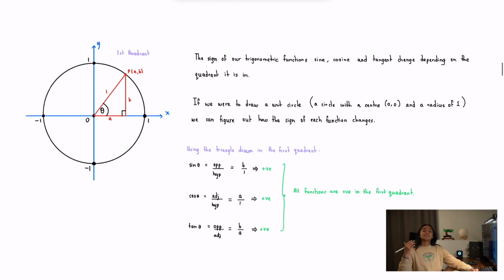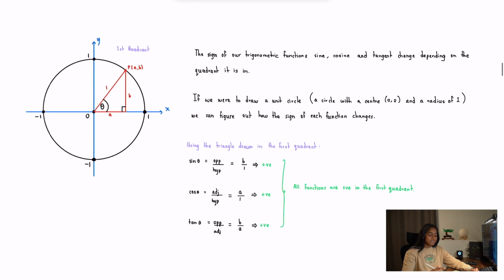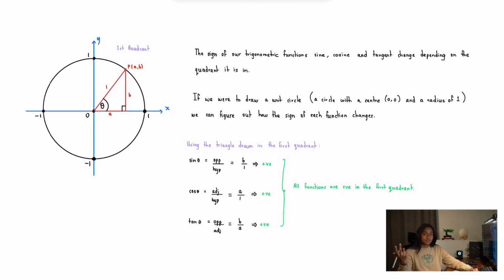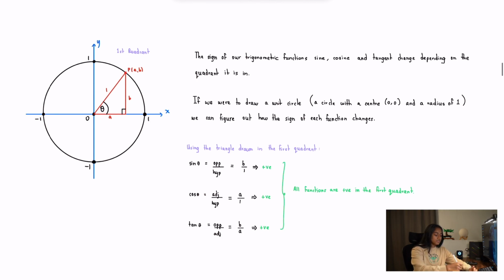We can tell the sign of our trigonometric functions, sine, cosine, and tangent, depending on the quadrant it is in, right? The sign meaning positive or negative. So the positivity or negativity of the function can be told based on which of the 4 quadrants it is in. So if we were to draw a unit circle, which is just a circle with center 0, 0 and a radius of 1, we can see 1 along the x and y axis, right?